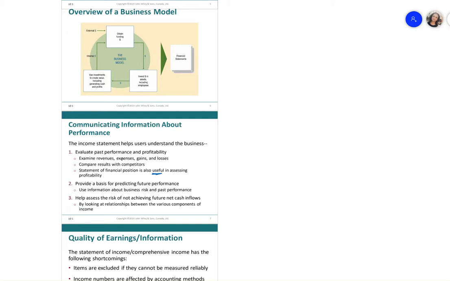The other thing the income statement helps users understand is that it provides a basis for predicting the future performance. If you have information now, we can predict for the future. In the future, the performance could be good, could be better, or could be bad. We can look at the information we have available now and predict the future, which hasn't happened yet.